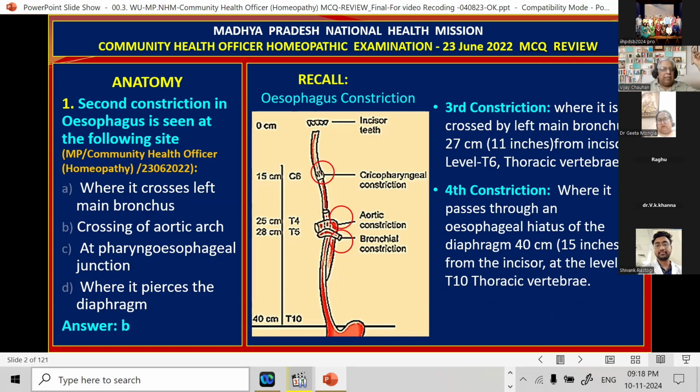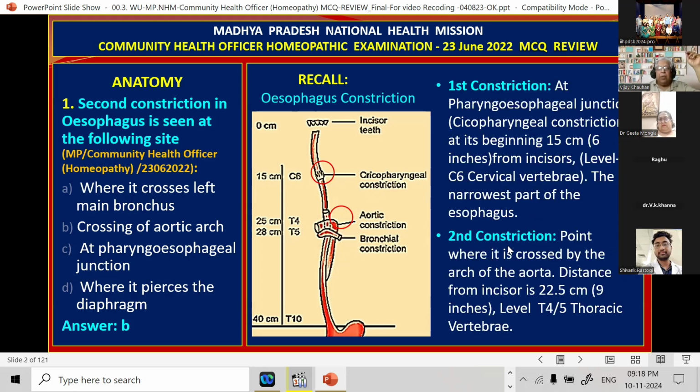So our answer was B, crossing of aortic arch, and this is the aortic arch. The second constrictor of the esophagus is seen at the aortic arch, which, as you know, is at the level of T4 and T5 or the angle of Lewis approximately. So this is the answer, and this is the diagram which helps you.